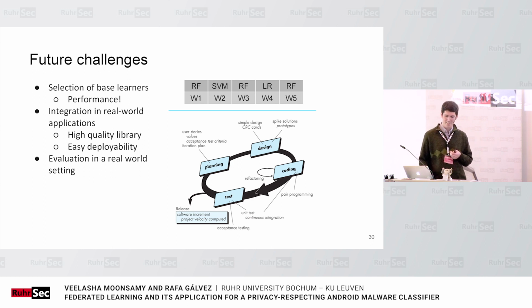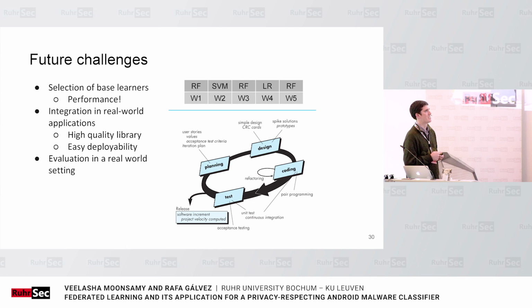Once we have that, integrate it into the real world. So I need a good, high-quality library that is easy to deploy to go to possible customers and say, here you are, use federated learning, security, privacy is strong, and performance-wise awesome. Once we have that, we can evaluate, okay, in a real-world scenario, how does this work?